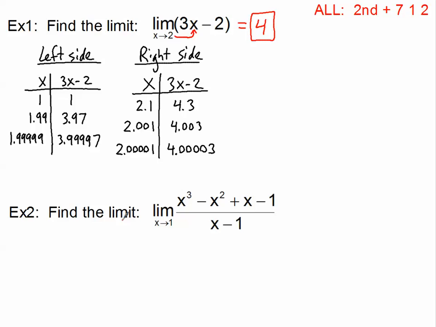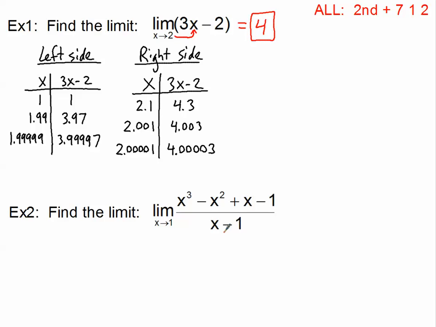This time we are finding the limit as x approaches 1 of this function. Now, some of you might say, well, let's just plug in a 1. Sure, you can go ahead and plug in a 1, but you're going to see that when you plug a 1 into this denominator, 1 minus 1 equals 0. You cannot divide by 0. That does not mean that the limit doesn't exist. That just means we need a different technique to find it.